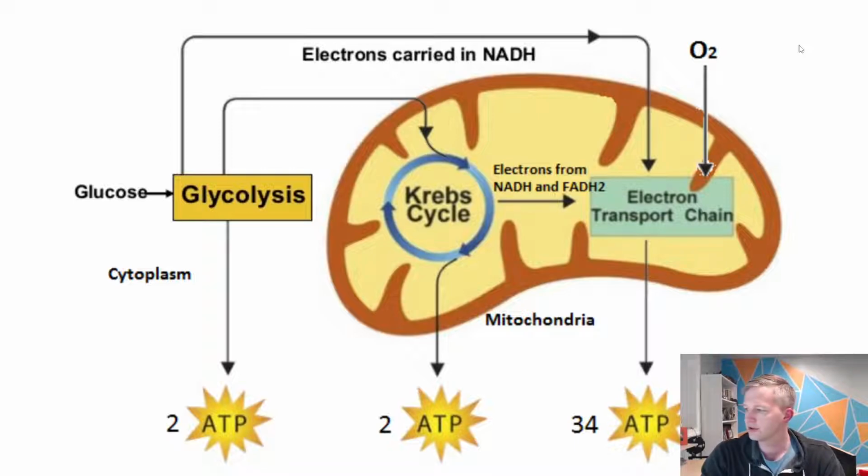So similar to looking at photosynthesis, I think it's good to start with a big broad picture. And here we can see the three main phases of cellular respiration. We have glycolysis, the Krebs cycle, and the electron transport chain.